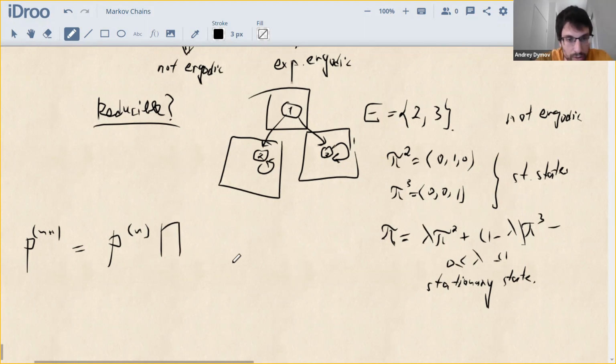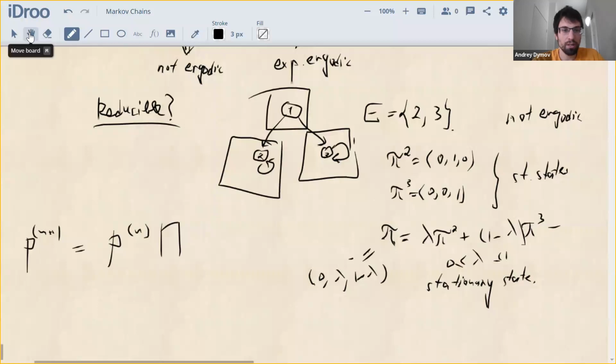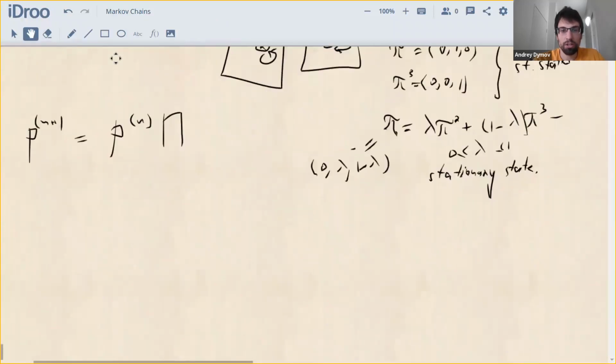Because you should multiply it to the right by the matrix pi, and this will preserve this guy, and this will preserve this guy. So it will preserve this guy. Yeah, but here it's very simple to write down. This is just 0, lambda, 1 minus lambda, right? All vectors like that will be stationary states. So now it's quite easy to see what is going on in the general situation.